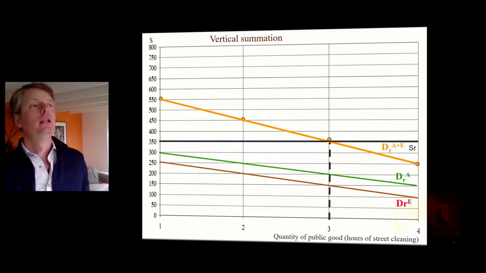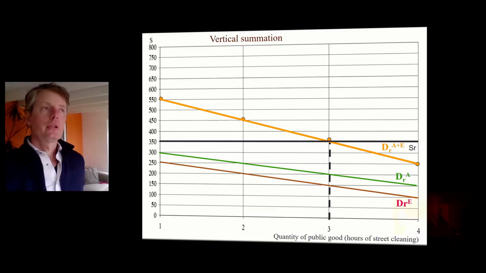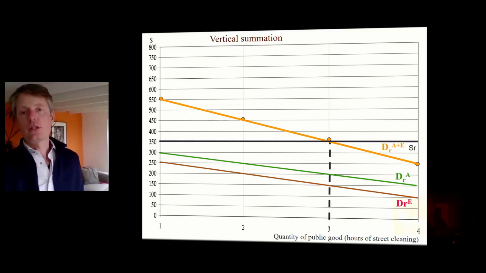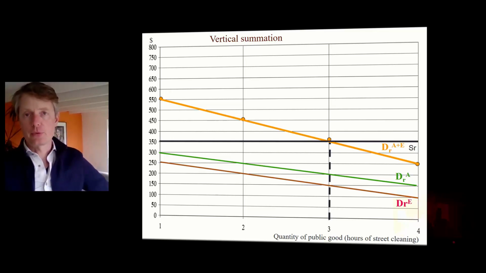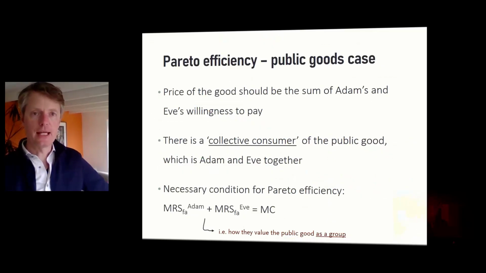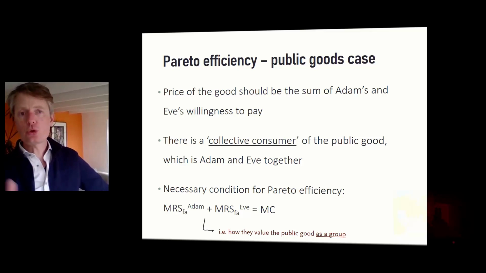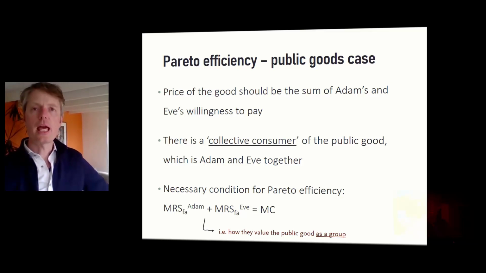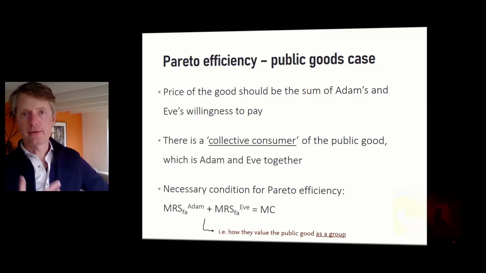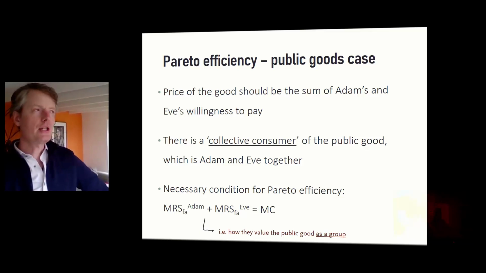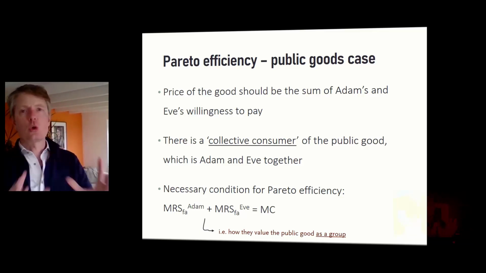And if we then draw the supply curve and look where the two curves cross, then we know the optimal level of provision of the public good, and in this case the optimal quantity is 3. So that's how we derive that. And in the case of public goods, the price of the public good should be equal to the sum of Adam's and Eve's willingness to pay, their valuation of the public good at that quantity. So it is as if they act as a collective consumer.